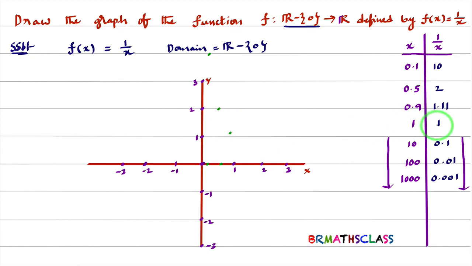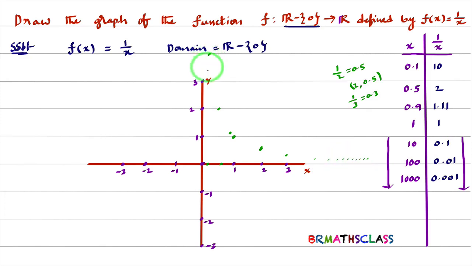When you take x is 1, 1 by x value is also 1. That means the point 1 comma 1 is here. When you take x is 2, 1 by 2 value is what? 0.5. 2 comma 0.5, the point will be here. You take x equal to 3, 1 by 3 value 0.3. And when you take x is 10, this value is close to 0. When you take x is 100, this is very close to 0. Like that, this graph will continue further.